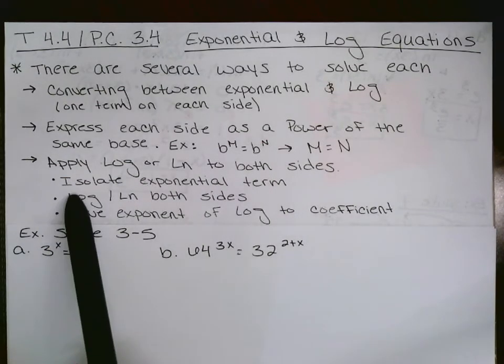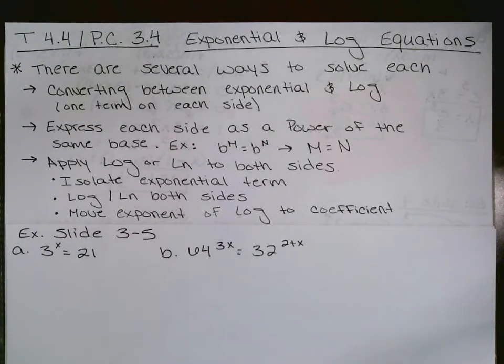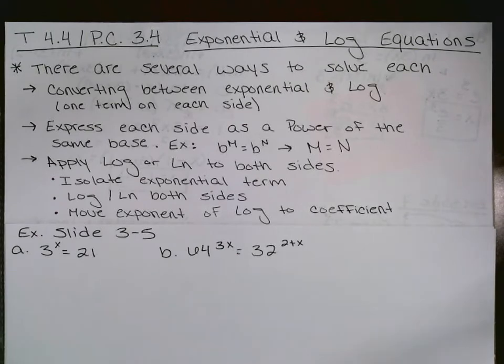Now, the last one that I'm going to bring up is my personal favorite. It might take a little longer sometimes, but it is the one that is guaranteed to work just about every time, okay? Which is to apply a log or an ln to both sides. This is useful because remember the rule that we have with manipulating logs that we can move the exponent to the coefficient and back and forth? That's going to help us out a lot.